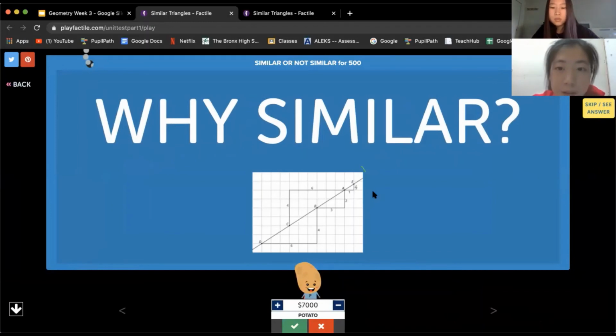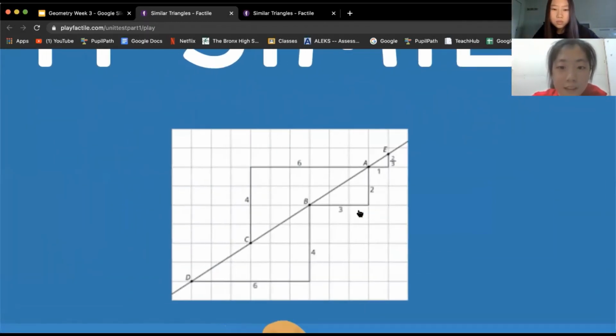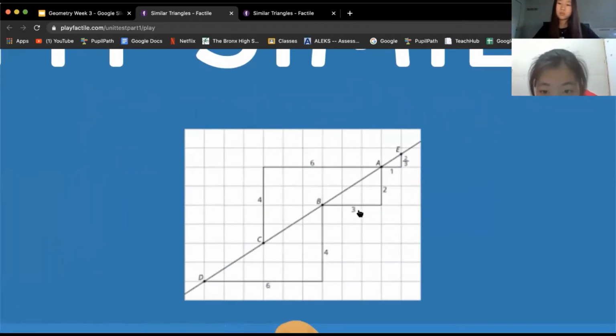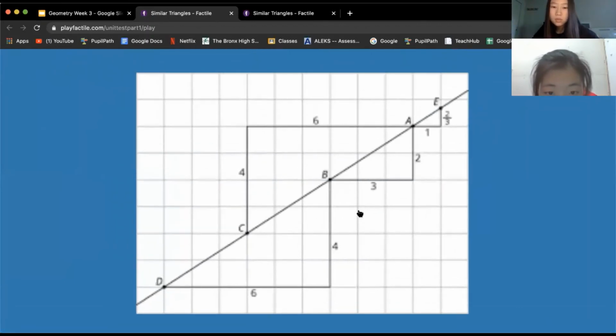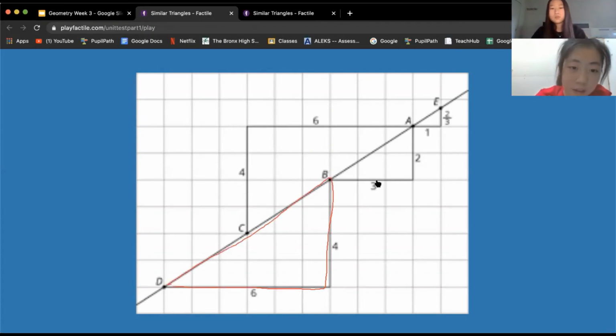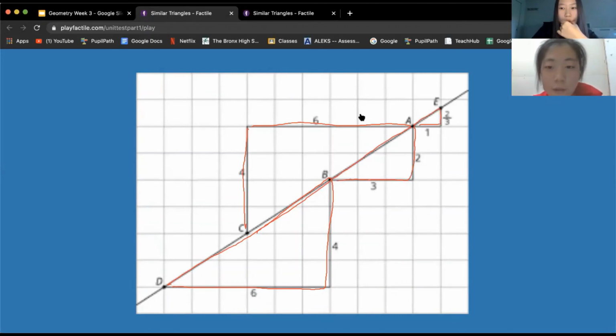Okay, make this bigger. So now we have to see if there are a lot of triangles here. This is one triangle. This is another one. And this is another one. And this is another one. So there are 4 triangles here.